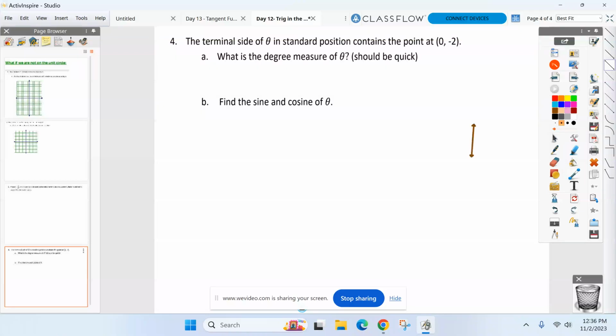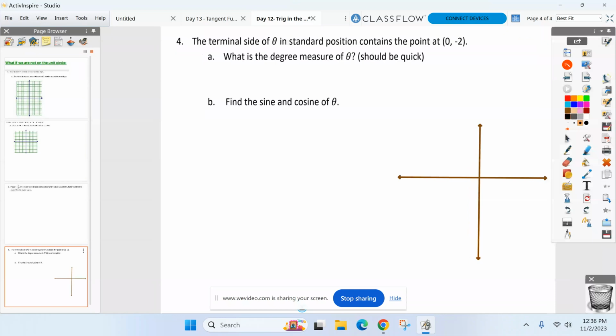Negative 2. If I had you come up here and graph 0, negative 2, do you know where that would land? Because it wouldn't land in a quadrant. It would land right here, right? Here's 0, negative 2.